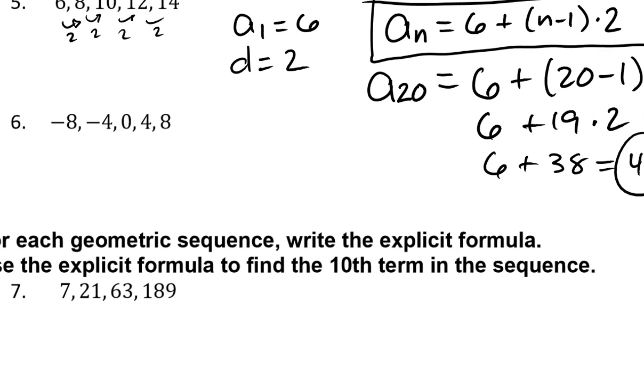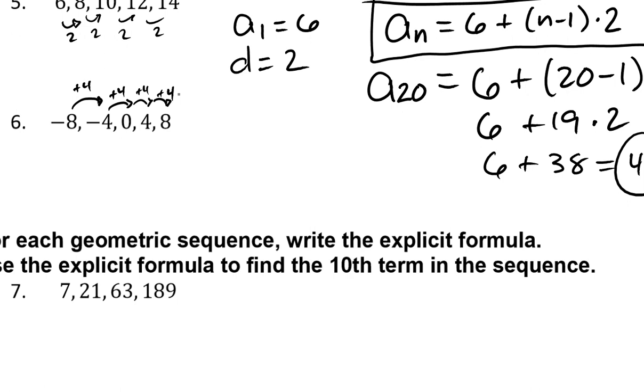Number 6, here I am increasing by 4 each time, right? I can see if I have negative 8 and I add 4, it would be positive 4. Plus 4 would be 0. 0 plus 4 is 4, and 4 plus 4 is the number 8. So I've got everything dialed in there. Now it's just a matter of plugging things into the thing.